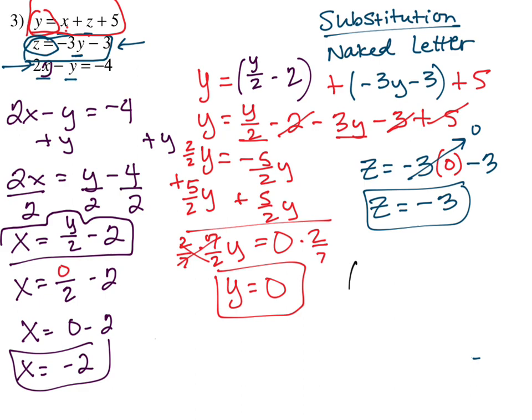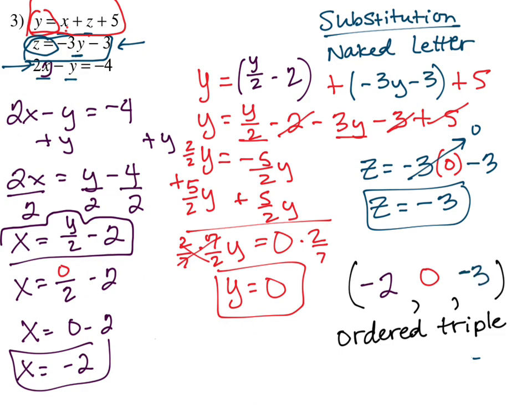It's interesting. When we have a solution to 3 equations in 3 variables, we call it an ordered triple. Ordered triple. Okay. An ordered triple. So x is negative 2. We always put them in order, hence the ordered part. And then y, we got to be 0. And then z, we got to be negative 3.